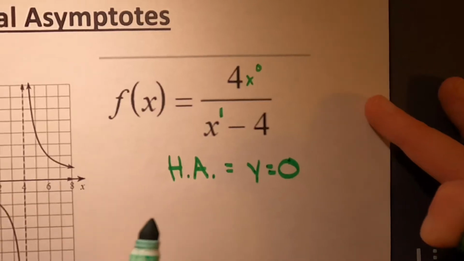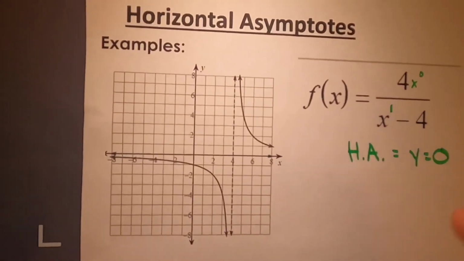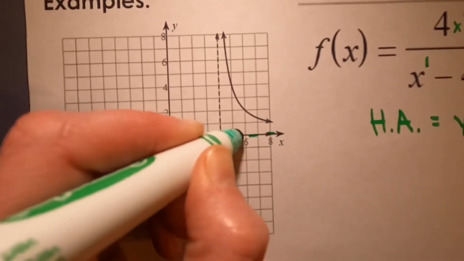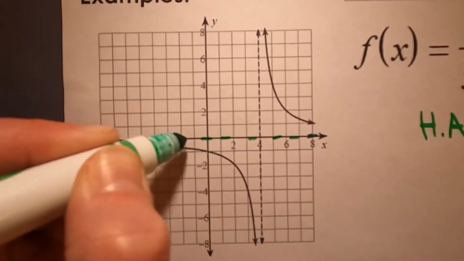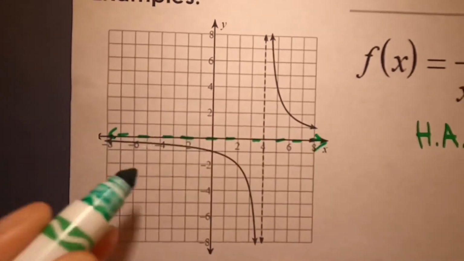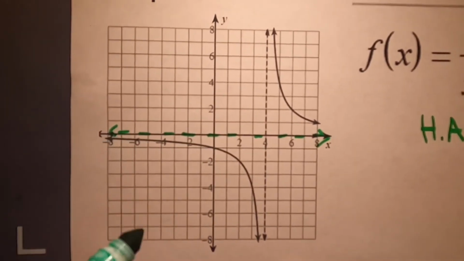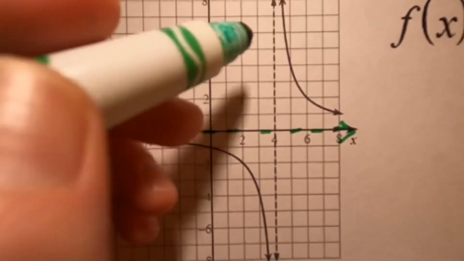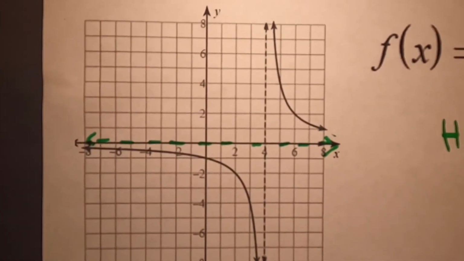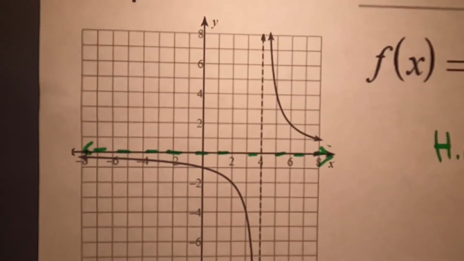Now, let's go over here to the graph. This is actually the graph of this equation. And you'll notice here, the horizontal asymptote is essentially y equals 0. Notice how those curves are approaching the x-axis, but never crossing it. Up here at top, if you could see it, approaching the x-axis, but not crossing.